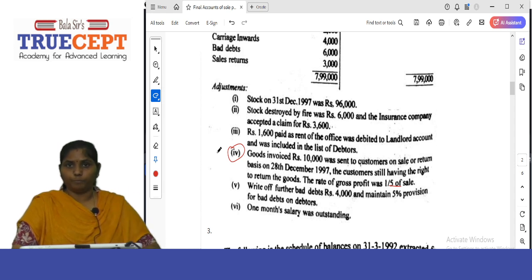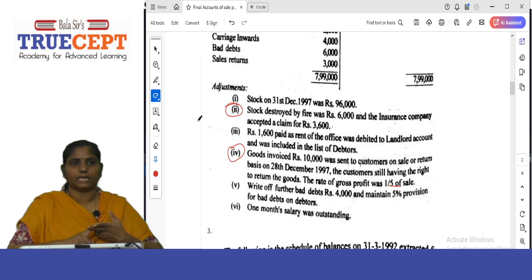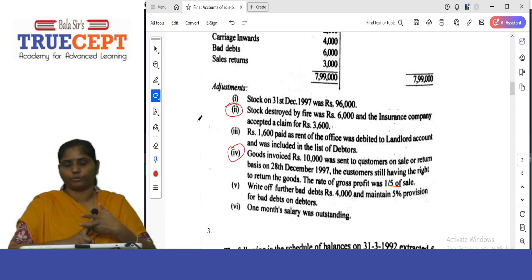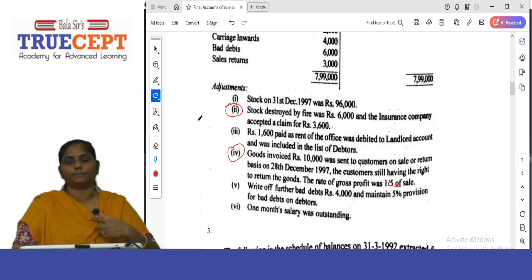Here in this sum, we covered two important adjustments. One is goods destroyed by fire and insurance companies accepting a partial claim. Very important adjustment from exam point of view. And number two, the goods sent to customer on approval basis, awaiting approval, is also another important adjustment. So both adjustments we are dealing with in this sum. The sum itself is very important when you are preparing for this exam. Okay. Shall we go to the next one?